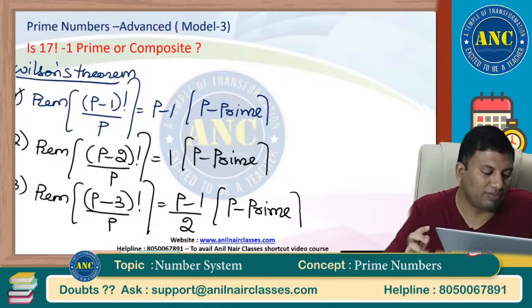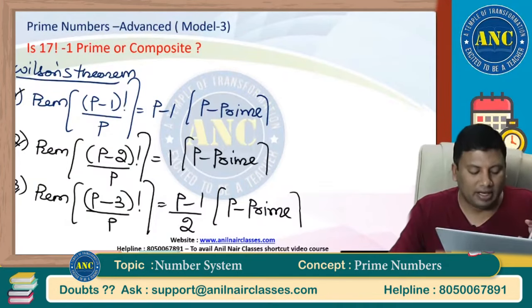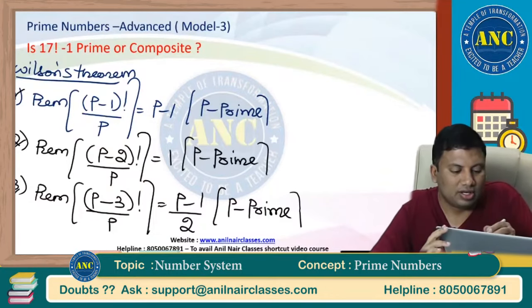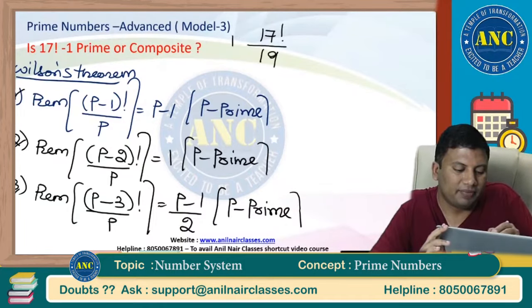P minus 1 factorial by p, p minus 1. P minus 2 factorial by p, remainder is 1. P minus 3 factorial by p, p minus 1 by 2 when p is a prime number. Now see here, listen carefully. This question, 17 factorial, if I divide by 19, p minus 2 factorial by p, it is nothing but 1.